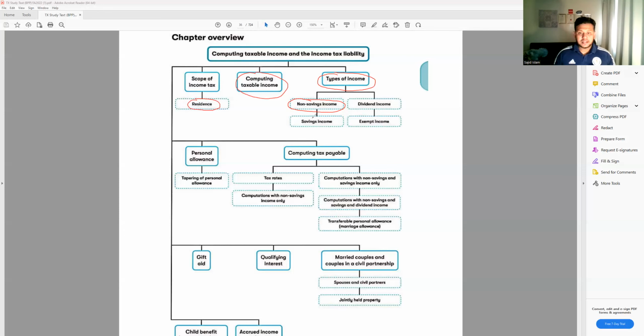On the other hand, the saving income is the income that I receive because I have some savings. Normally we call it interest. So if we receive interest, that will be treated as income, but the criteria for calculating the tax will be different between the non-saving income and the saving income.